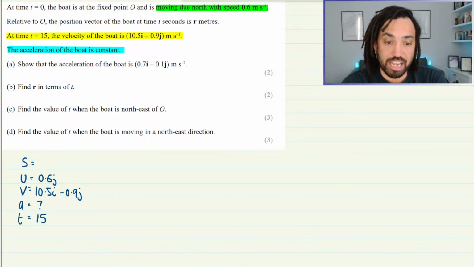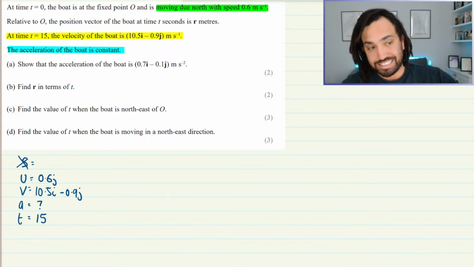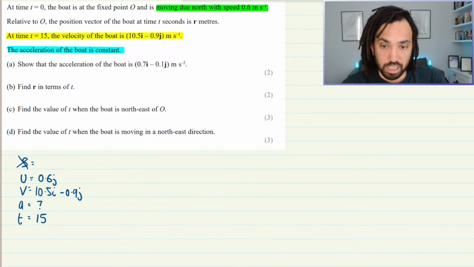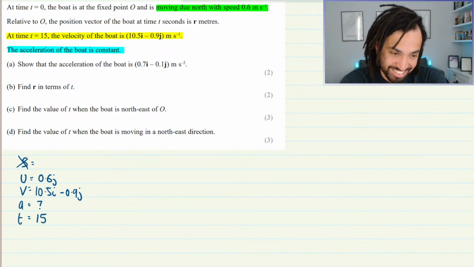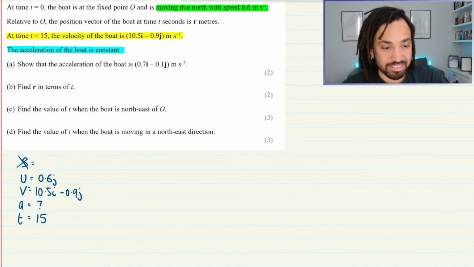We need to find a. We've got enough information now, so we can tell s to do one. Get out, do one. And then we can use the formula which has no s. What's the formula with no s?